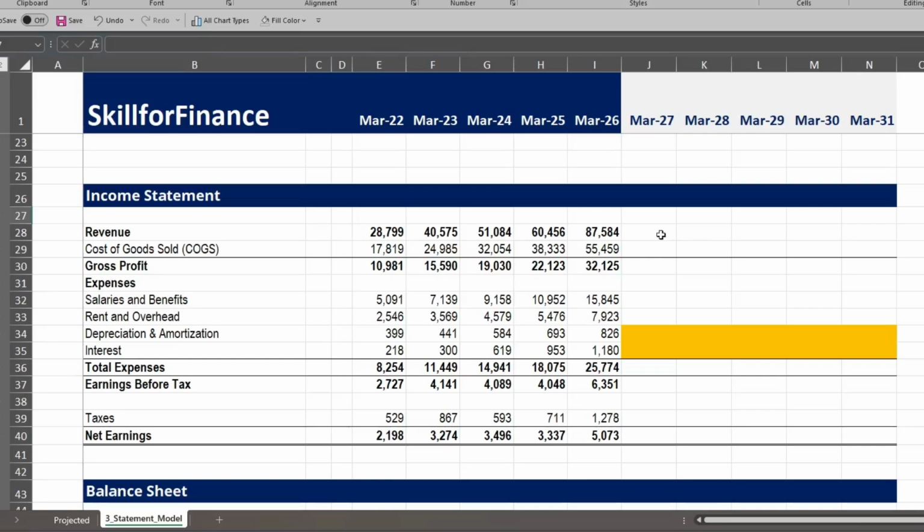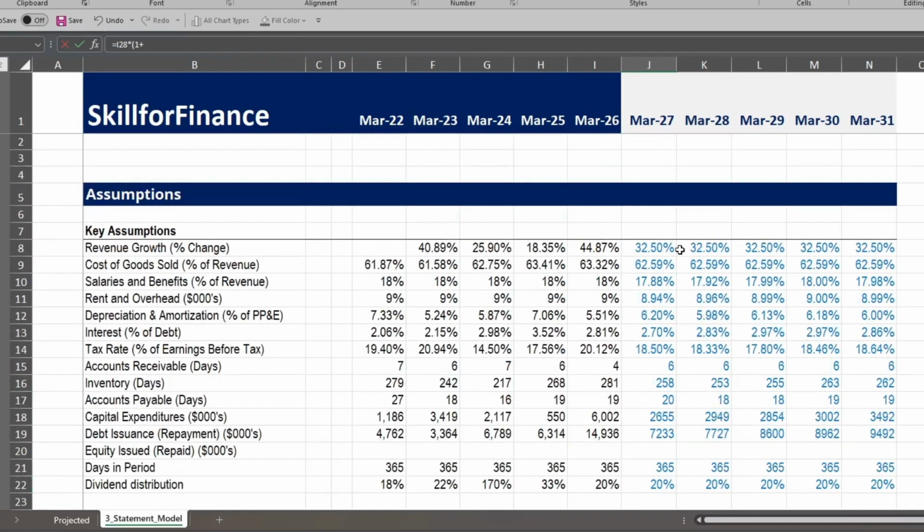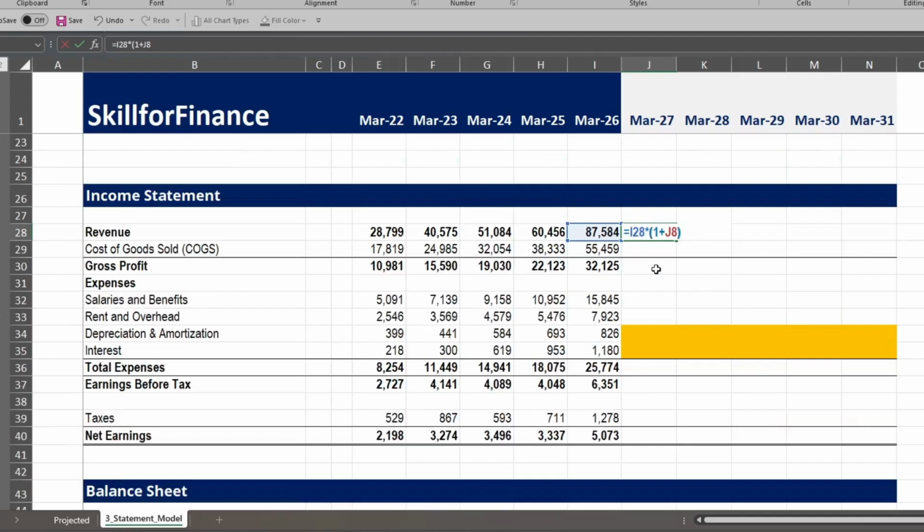Let's forecast the income statement for the next 5 years. For the revenue, I'm going to say equals previous revenue times open bracket 1 plus the revenue forecasted for next 5 years percentage, close the bracket, and press enter, right?